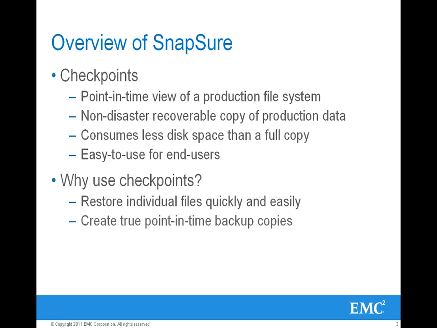Backing up live production data introduces the risk of distorting versions of files that are backed up. While taking a backup of a production file system, some of its files may be accessed and modified before they are backed up. By backing up from a checkpoint of the production file system, administrators can be confident in their ability to recall the point-in-time state of a file or file system.